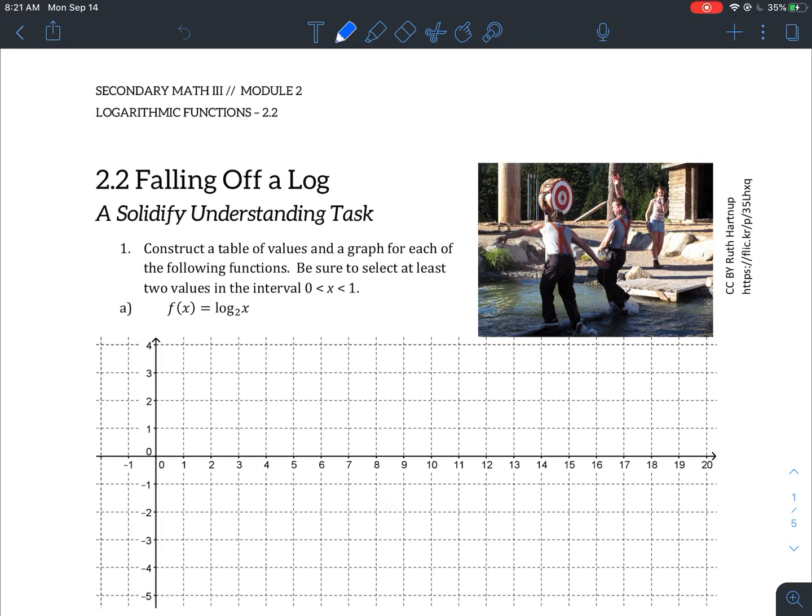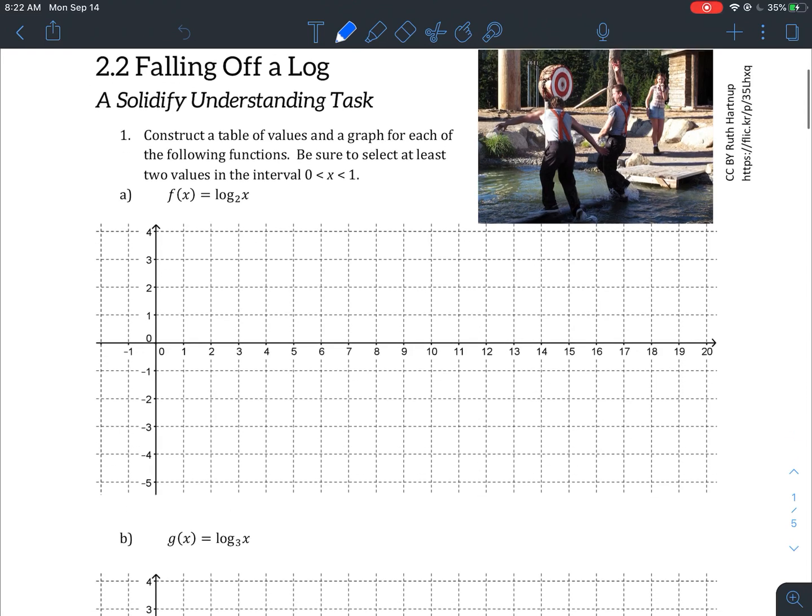Hello and welcome to Edpuzzle 2.2. So today we are going to learn how to graph log functions.